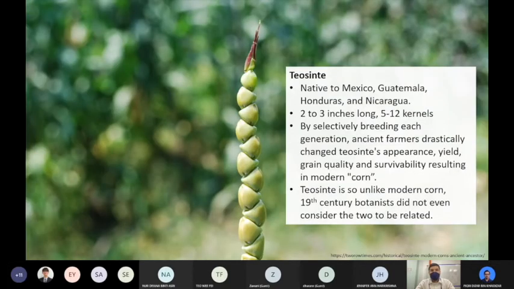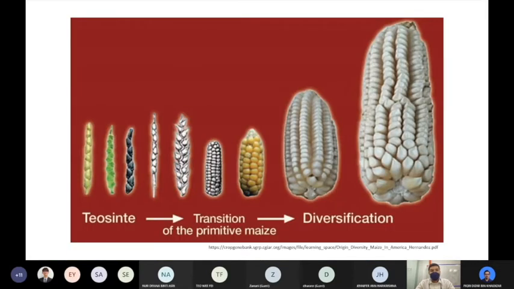Just a little bit more on teosinte. It's native to Mexico, Guatemala, Honduras, and Nicaragua. And for the domestication of this crop, these plants were taken to the southern part of America before being hugely domesticated around the world. As we know now, it's one of the most cultivable crops in the world. The modern corn. This is just another picture showing the evolution of teosinte becoming the modern corn that we have today.